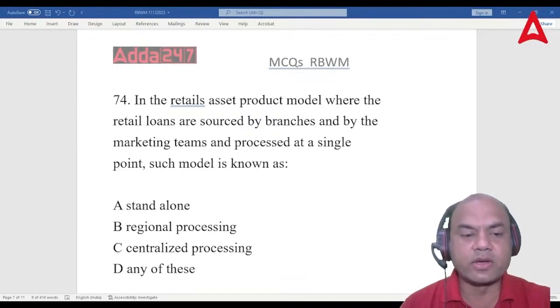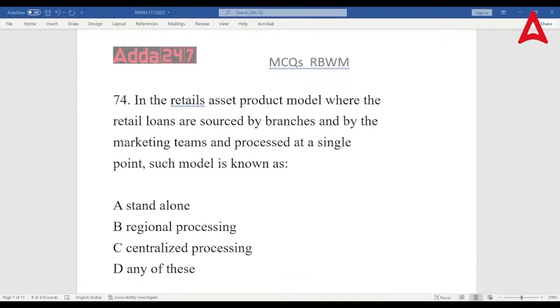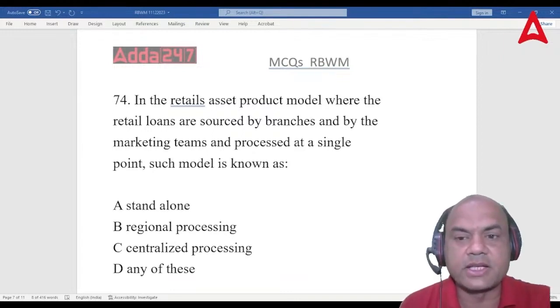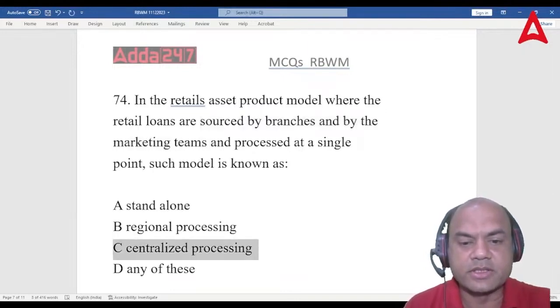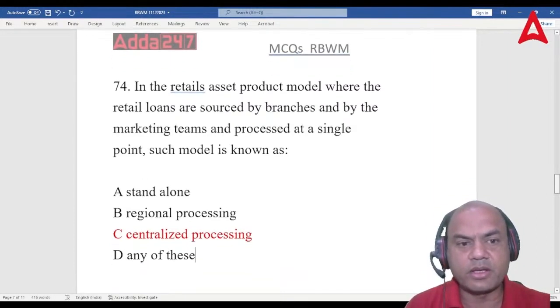Think over it. I'll just wait for 1 minute. So the answer is centralized, right? Centralized processing. This is the answer. Centralized. Got it? Okay, next one.